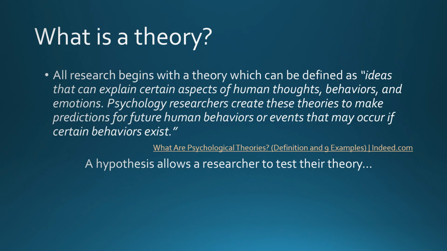So let's start out with asking, what is a theory? All research begins with a theory, which can be defined as ideas that can explain certain aspects of human thoughts, behaviors, and emotions. Psychology researchers create these theories to make predictions for future human behaviors or events that may occur if certain behaviors exist. And then we'll move on to a hypothesis, which allows a researcher to test that theory.